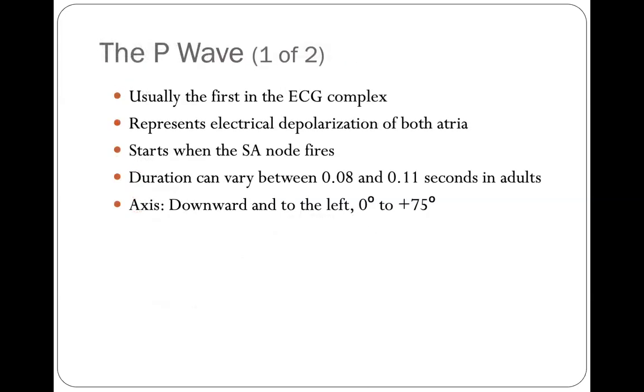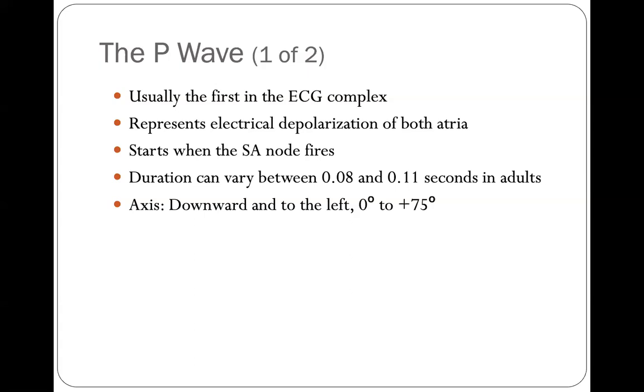The first one is the P wave. The P wave is usually the first item within a cardiac cycle, what we call a cardiac cycle, or the beginning of an EKG system or complex. So it's the first wave of the system, typically. It is the representation of atrial depolarization. Let me be clear on this.